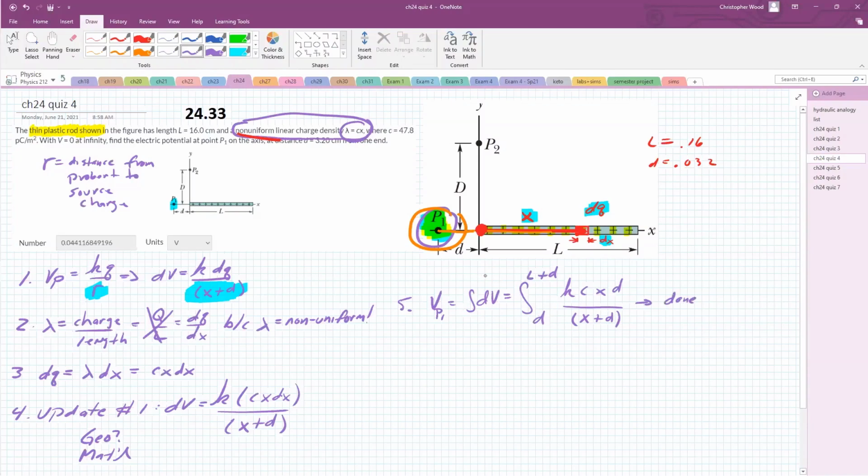Let's see. Do we know K? Yes, of course. Do we know C? C is given. PC means picocoulomb. So let's just do this checklist. I know K. I know C. Do I know D? I do. D for me is 3.2 centimeters. Good to go. Finish it. Let's come up for air and then start the next one.